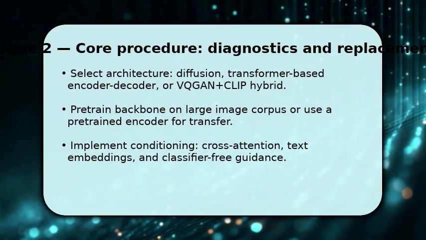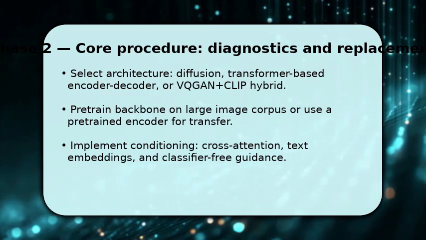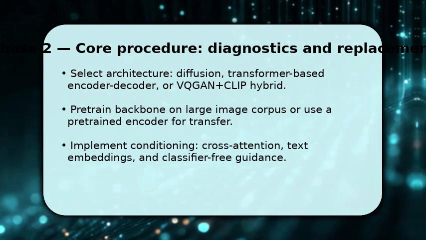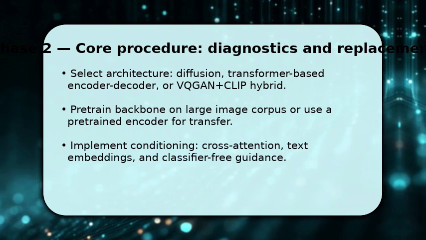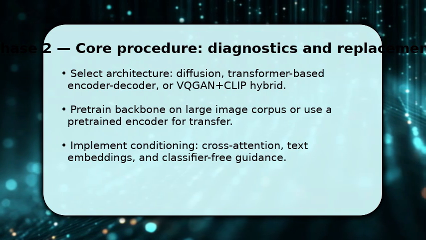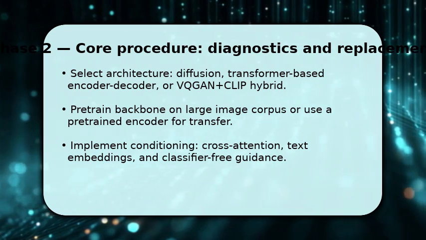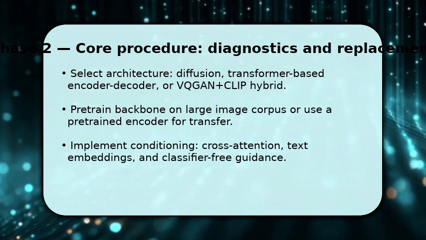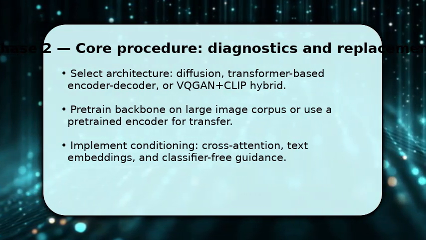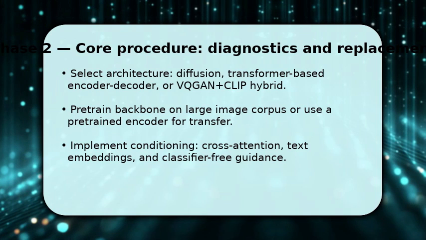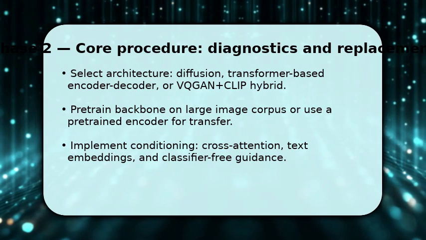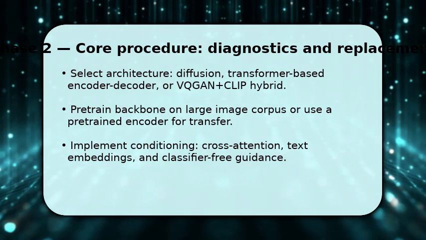You now build the core. Pick diffusion for quality or a transformer encoder-decoder for direct text conditioning. Each choice affects sample fidelity and compute. Pre-train the visual backbone on large image data or load pre-trained weights to speed convergence. Then implement conditioning, embed text, add cross-attention layers, and enable classifier-free guidance so you can trade creativity versus fidelity. During this phase, schedule learning rates, gradient clipping, mixed precision, and checkpoint every epoch. These details prevent collapse and let you resume.